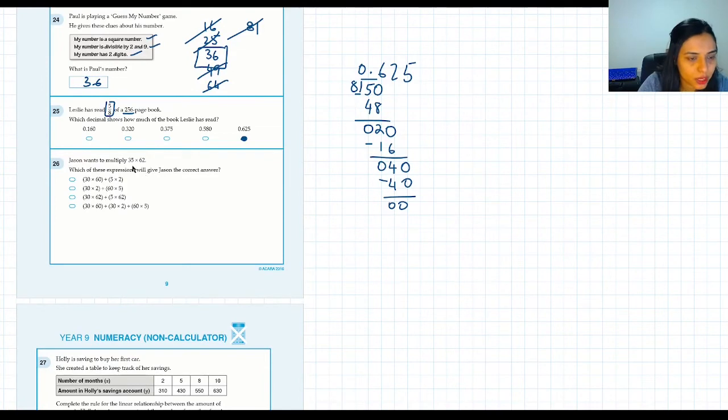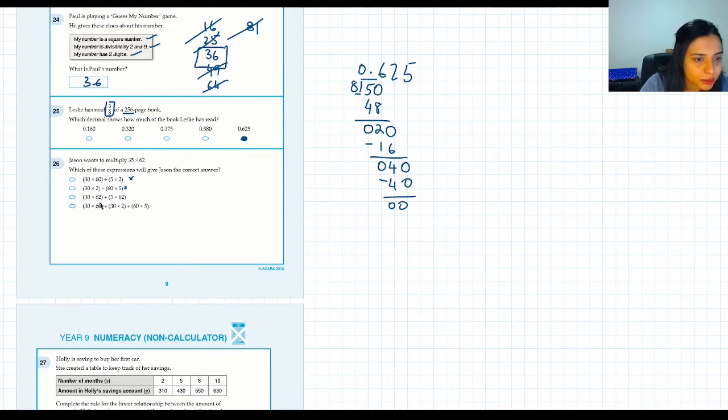Jason wants to multiply 35 by 62. Which of these expressions will give Jason the correct answer? 30 times 60 plus 5 times 2. Well, it's not this, because here we're not doing 30 times 2, which we need to do in this as well. So 30 times 2 plus 60 times 5. Again, it's not this because they've missed doing 30 times 60 in this question.